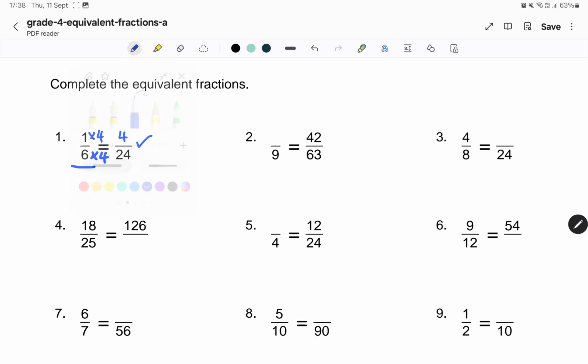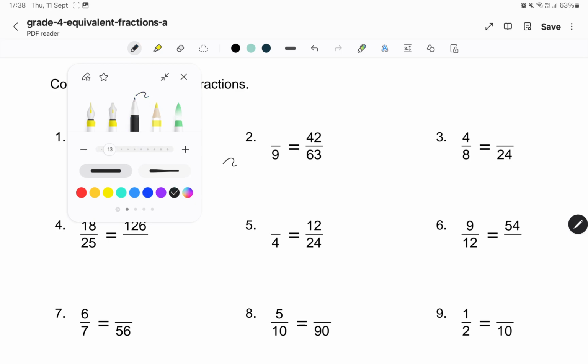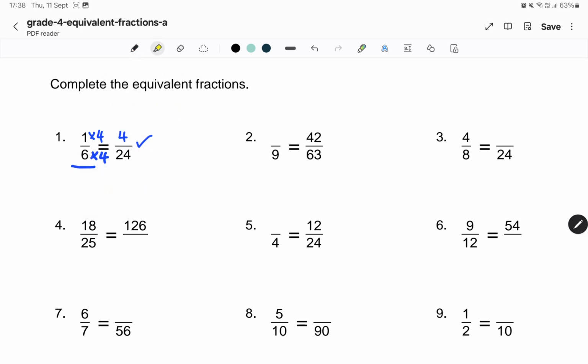If you want to check your answer, you just need to cross multiply. I will use a highlighter for that. You cross multiply: 24 times 1, which equals 24, and 6 times 4, which also equals 24. When you cross multiply, both of them are equal. So we have found our answer. That is the correct answer.